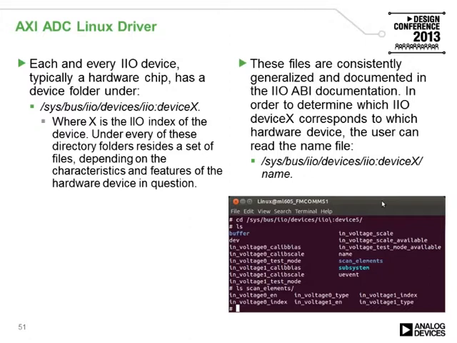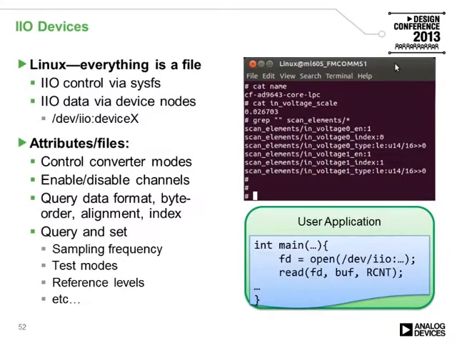In the screenshot shown, we see some typical attribute files for a 2-channel ADC. In Linux, everything is a file. I/O control happens via sysfs, a virtual file system, virtual in the sense of there's no physical file on storage. Reading the file will call back into the device driver, which then feeds the content.